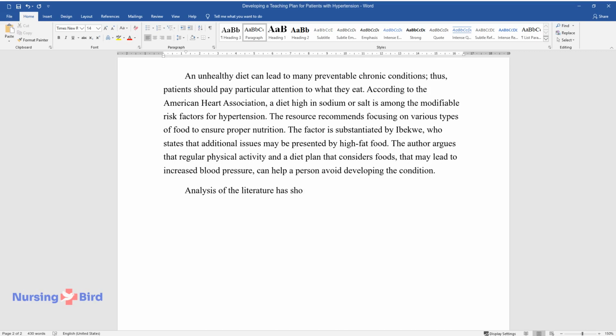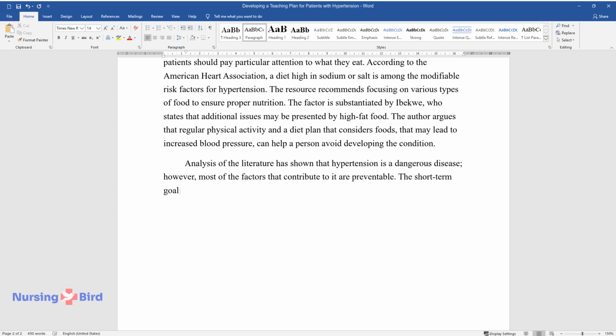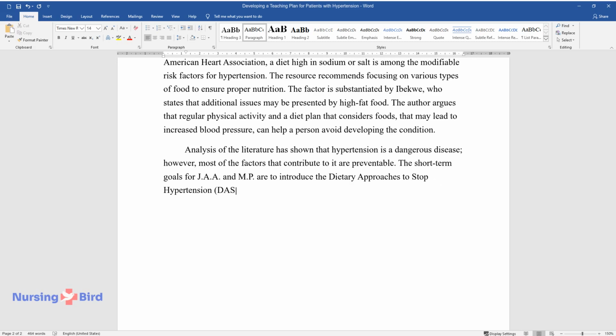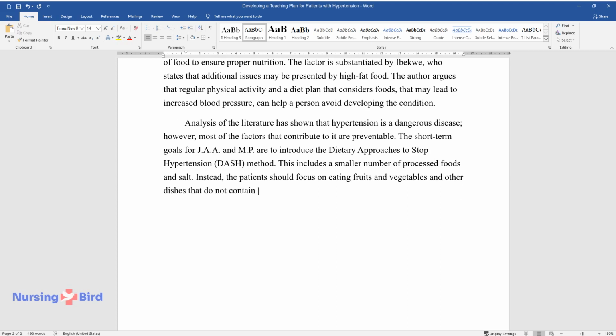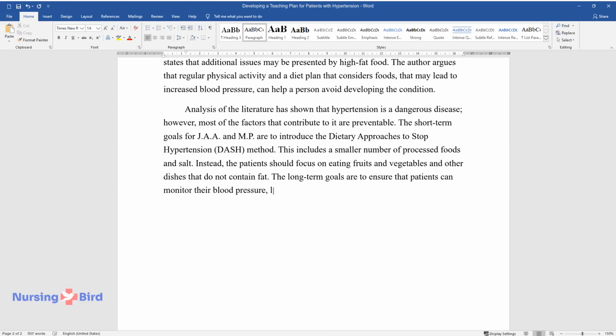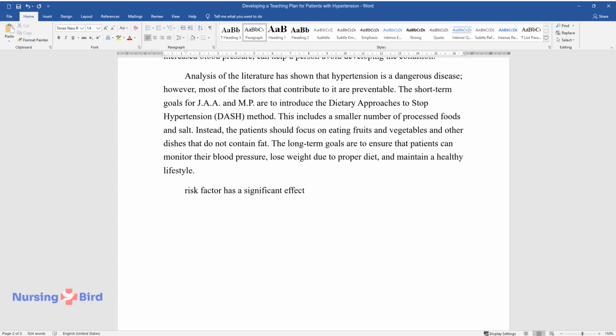Analysis of the literature has shown that hypertension is a dangerous disease, however, most of the factors that contribute to it are preventable. The short-term goals for JAA and MP are to introduce the dietary approaches to stop hypertension method. This includes a smaller number of processed foods and salt. Instead, the patients should focus on eating fruits and vegetables and other dishes that do not contain fat. The long-term goals are to ensure that patients can monitor their blood pressure, lose weight due to proper diet, and maintain a healthy lifestyle. Risk factor has a significant effect on their health.